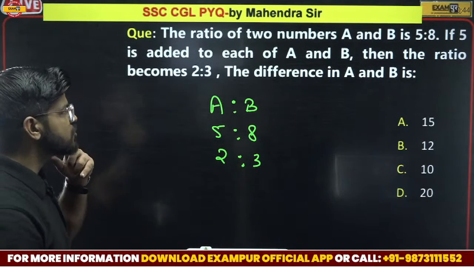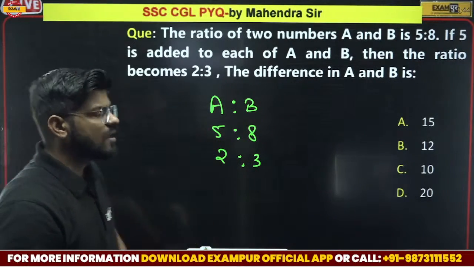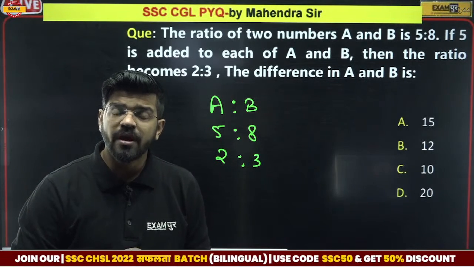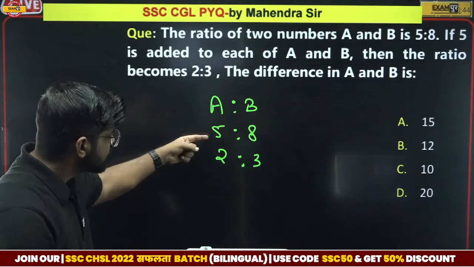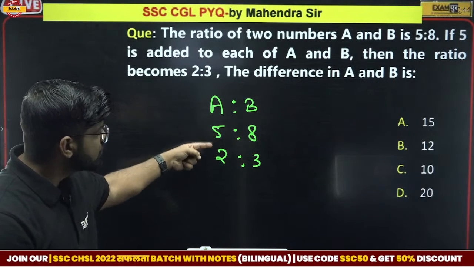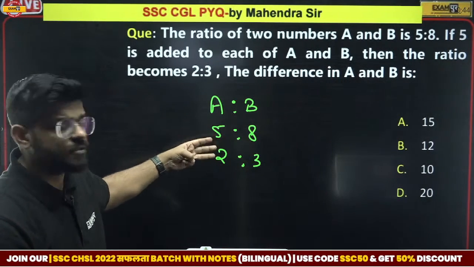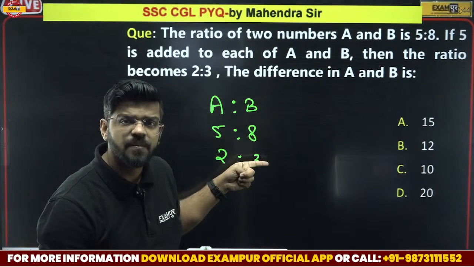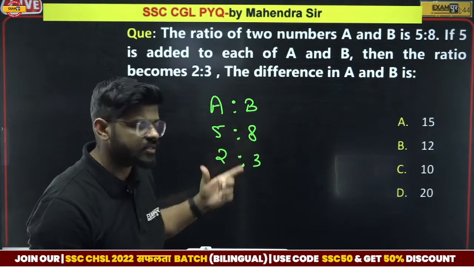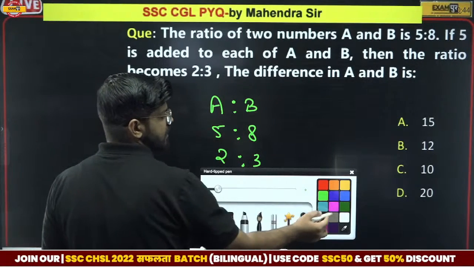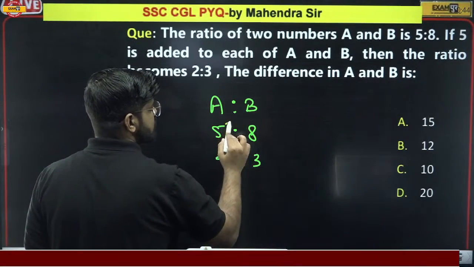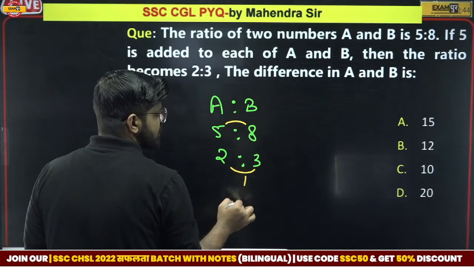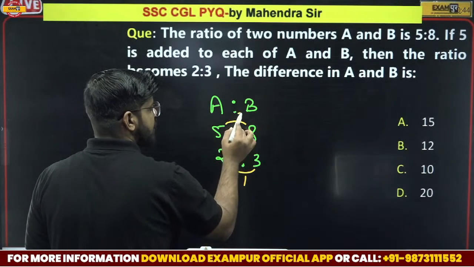When we add 5 to each number, the difference should stay the same. Here, 5 and 8 have a difference of 3, and 2 and 3 have a difference of 1. So the difference is not the same. To make the differences the same, just check the difference between these two and these two. The difference of 2 and 3 is 1, and the difference of 5 and 8 is 3.